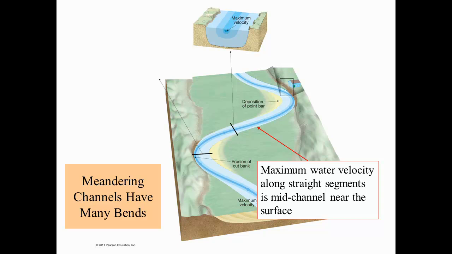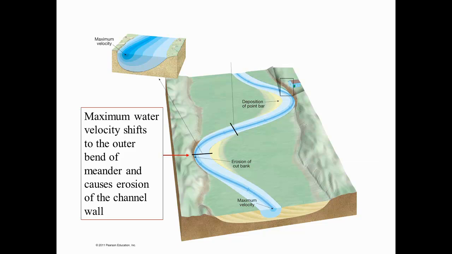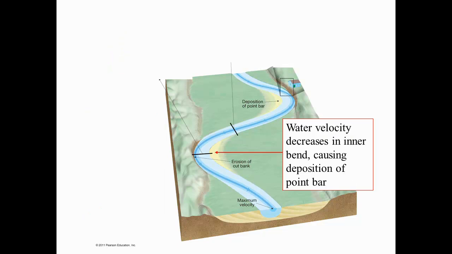And again, this is simply due to the mid-channel being the part of the overall stream that experiences the least amount of frictional resistance with the sides of the channel. Now, when entering a bend within the meander, the maximum water velocity shifts to the outer bend, and the net result is that there's erosion of the channel wall to create what's called a cut bank. At the same time, water velocity decreases in the inner bend, causing deposition of a point bar.